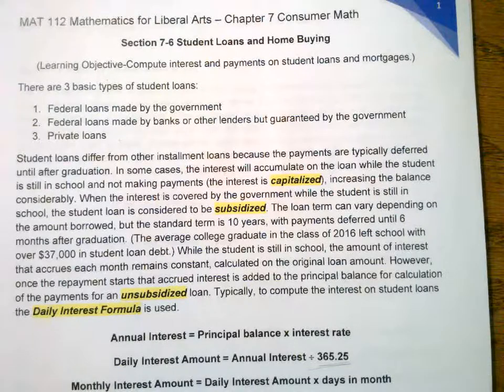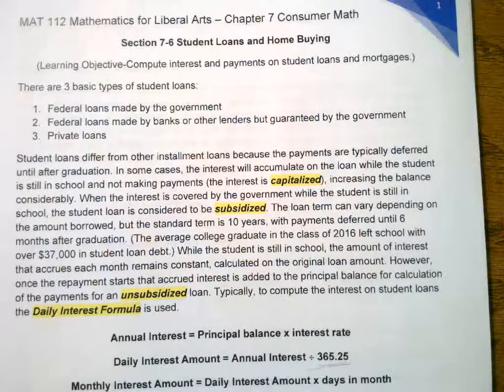While the student is still in school, the amount of interest that accrues each month remains constant and is calculated on the original loan amount. It's not compounded, which means the interest from one month doesn't go into computing the interest for the next month. So it's straightforward: the same amount of interest every month while you're in school, calculated on the original loan amount.